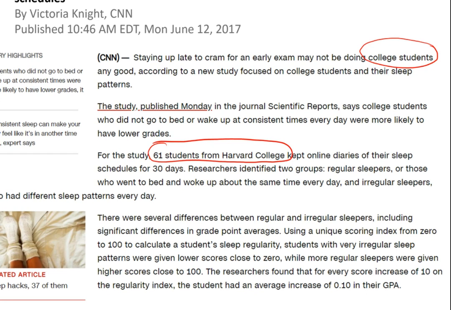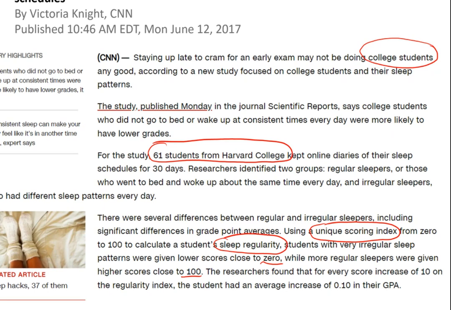Oh, yeah. What is the variable? What is the variable that we're assigning a number? Well, they said they used a unique scoring index from 0 to 100 to calculate the student's sleep regularity. So that unique scoring index about sleep regularity, that is our variable. And remember, it could go anywhere from 0 to 100. So it's a numerical variable.